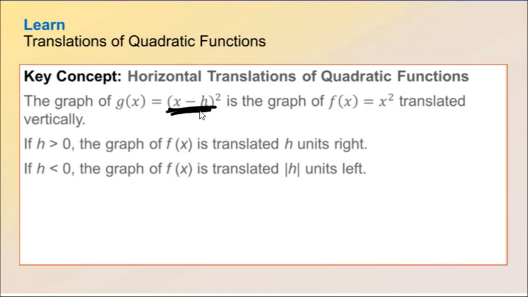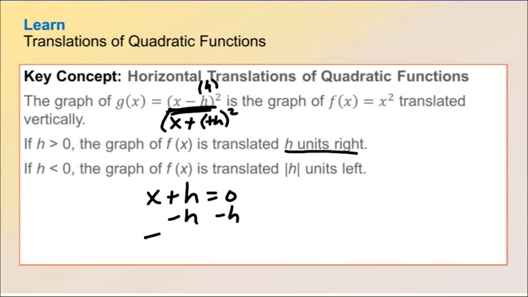So when h is positive, it's going to move to the right. When h is negative, which happens when it looks like a plus, I would just make that x plus h equals 0. Subtract h on both sides. x would equal negative h, which means it's going to go to the left.